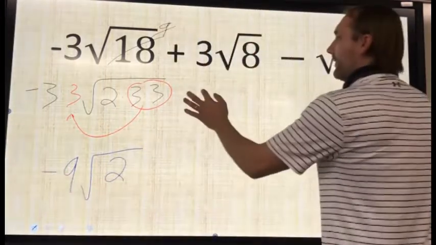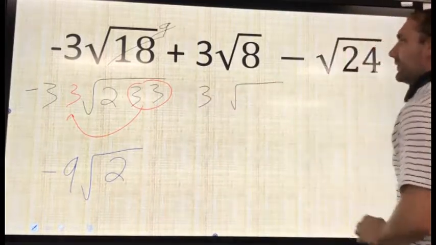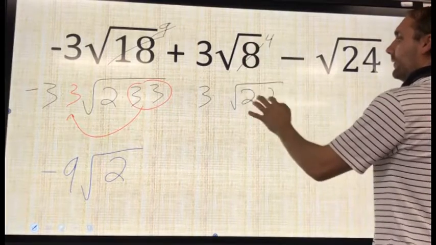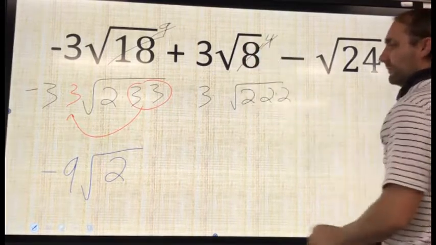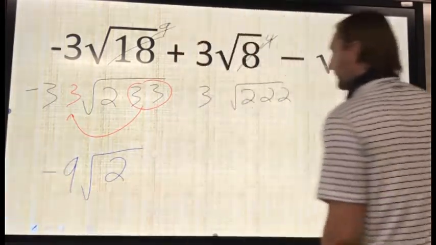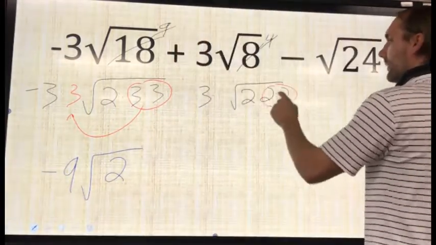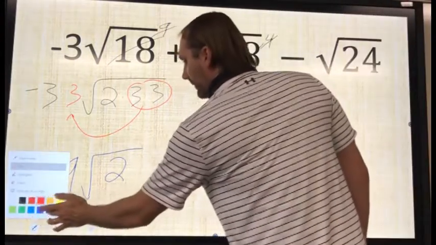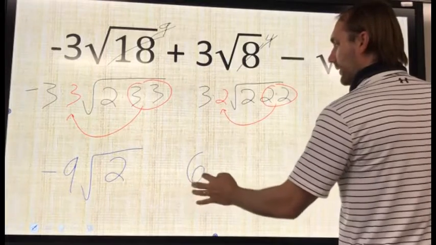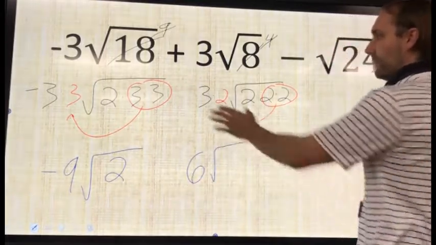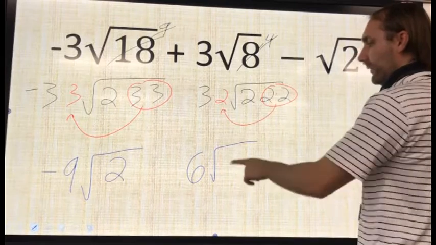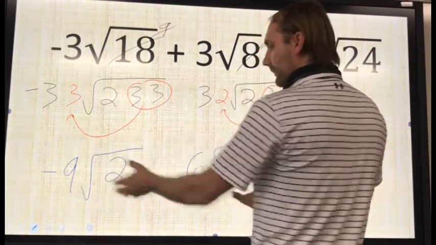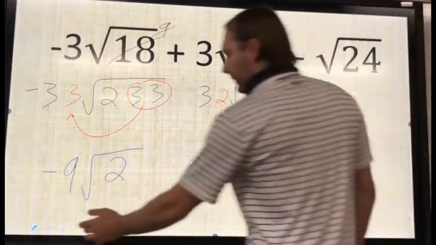This next one, I have a 3 on the outside, and I multiply that. 2 goes into 8 4 times, and 4 is 2 times 2. So what am I circling here? One pair of 2's. That comes out. 3 times 2 is 6. Oh, wait, yeah, you multiply. Sorry, yeah. 6 times the square root of 2. So looking at these two, can I add them together? Yes.